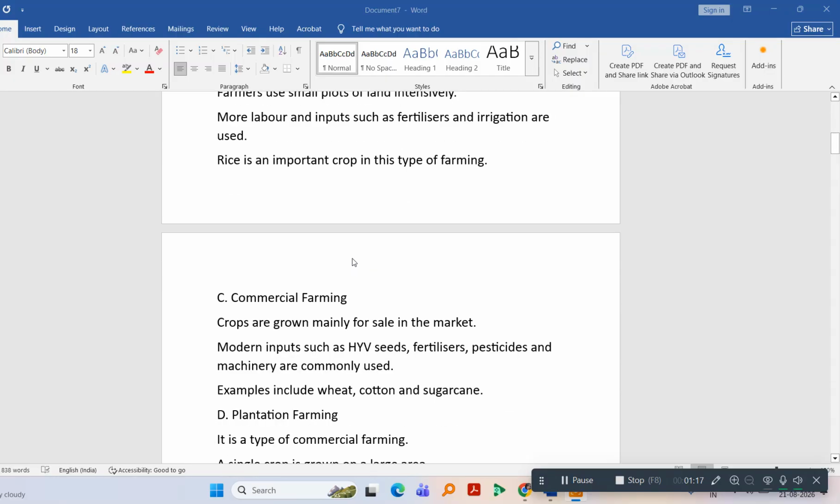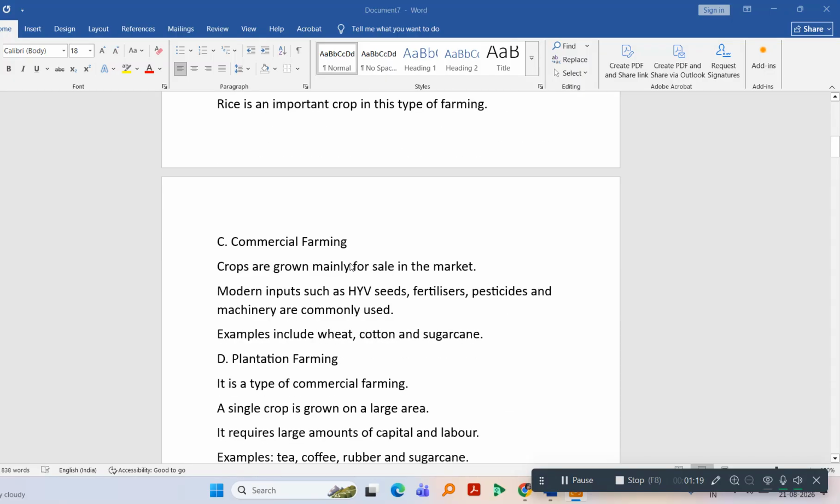Let's talk about commercial farming. Crops are grown mainly for sale in the market. Modern inputs such as HYV seeds, fertilizers, pesticides, and machinery are commonly used. For example, wheat, cotton, and sugarcane.